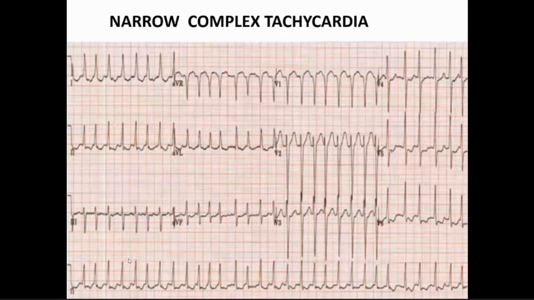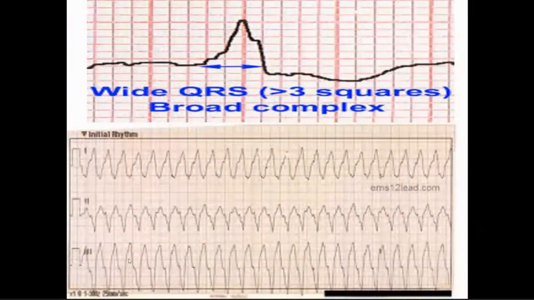Okay. Look at this. This is a wide complex tachycardia. Wide complex tachycardia. You can see here the QRS how they are wide. They are much wider than the previous ones. The wide QRS. Look at here, between these two arrows is more than 3 squares. Okay, as you know, we have the ECG squares.